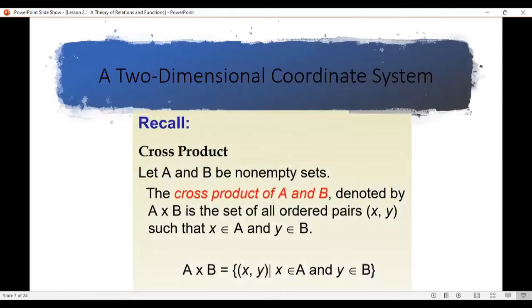So let us recall first the cross product. Let A and B be non-empty sets. The cross product of A and B, denoted by A cross B, is the set of ordered pairs (x, y) such that x is an element of A and y is an element of B. Therefore, A cross B is equal to the set of all (x, y) such that x is an element of A and y is also an element of B.